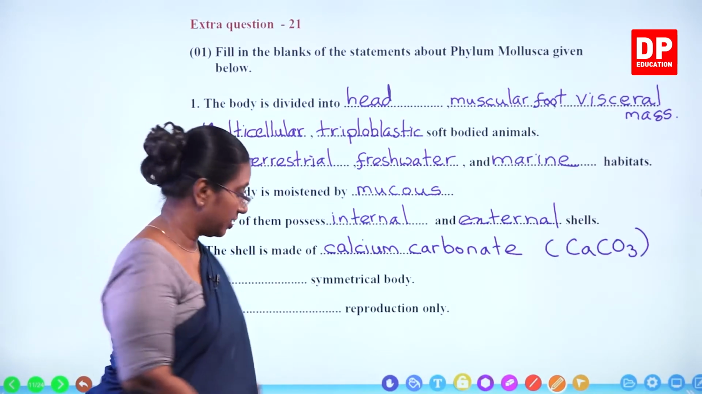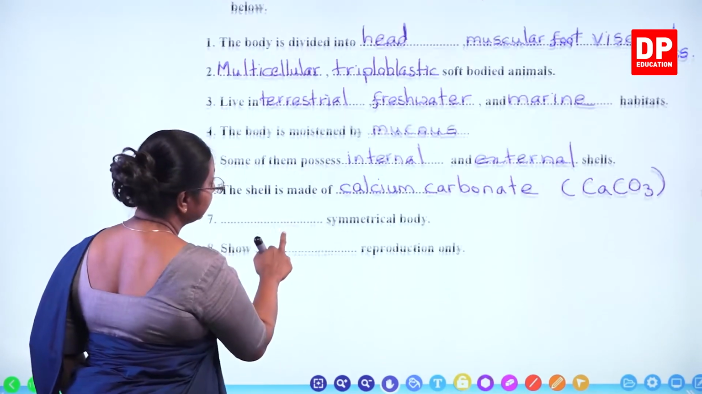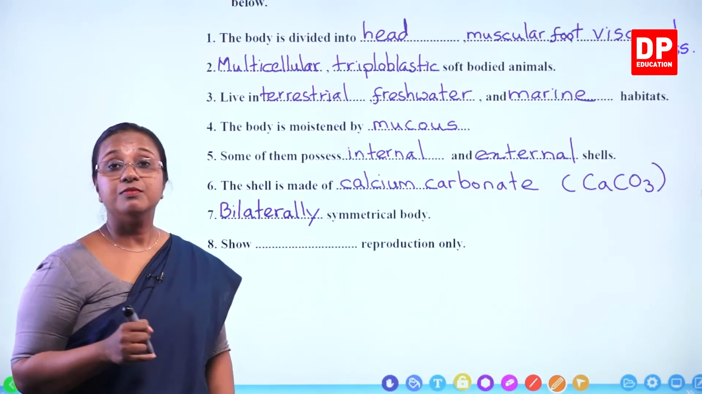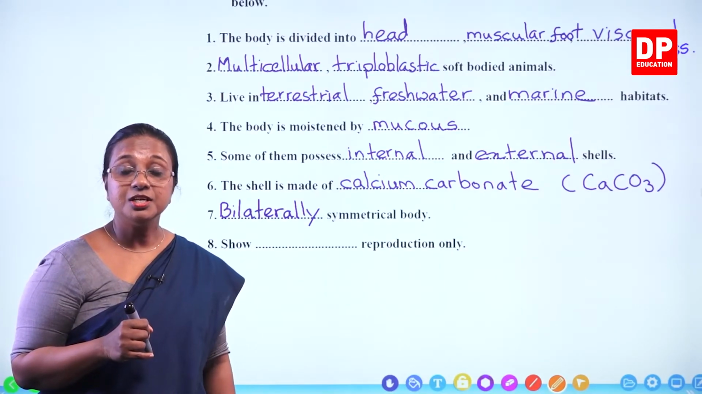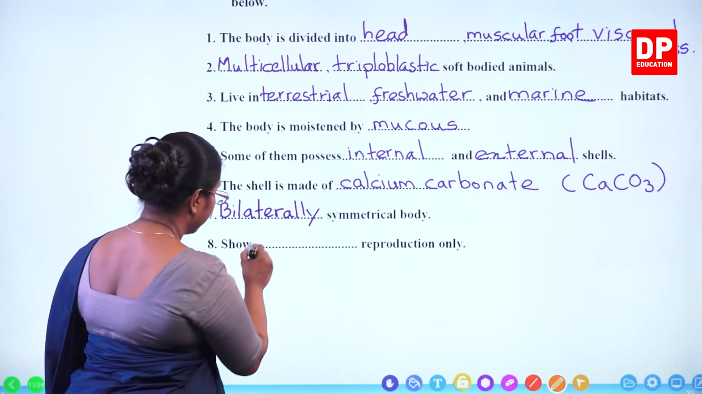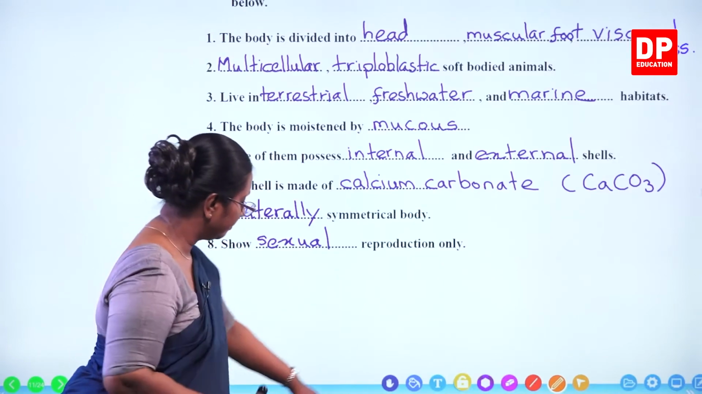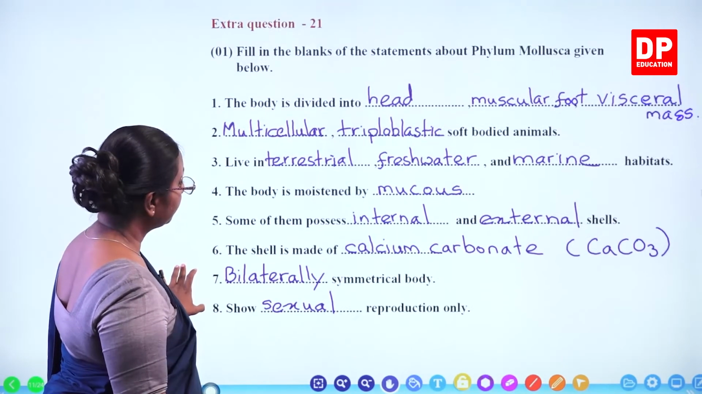Then symmetrical body. What is the symmetry? They are bilaterally symmetrical body. And finally, what is the type of reproduction? They show sexual reproduction.